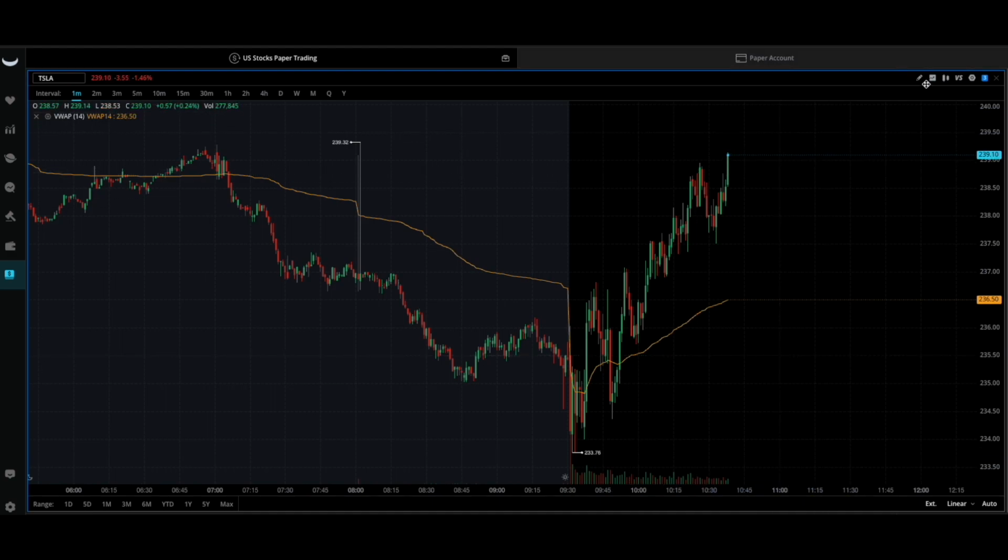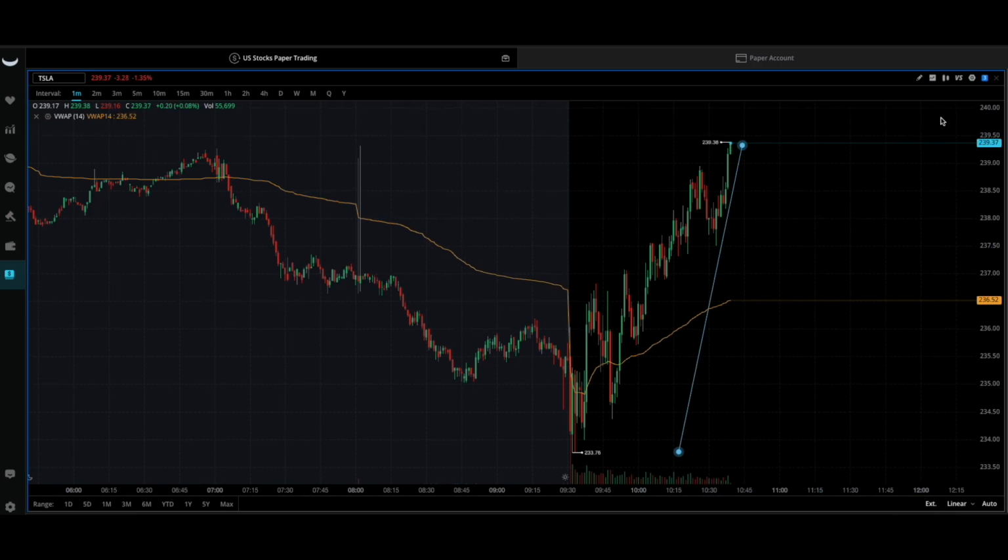But if you just wanted to see how much that move was that it just made today from 233 up to 239, you could just draw it right here, and notice as I'm moving it, notice how the price on the right side moves, which is very unique. You could just click 233.76, and then as I go up, we go up to here. It's a 2% move right there. You can see it on the screen, which is kind of cool.